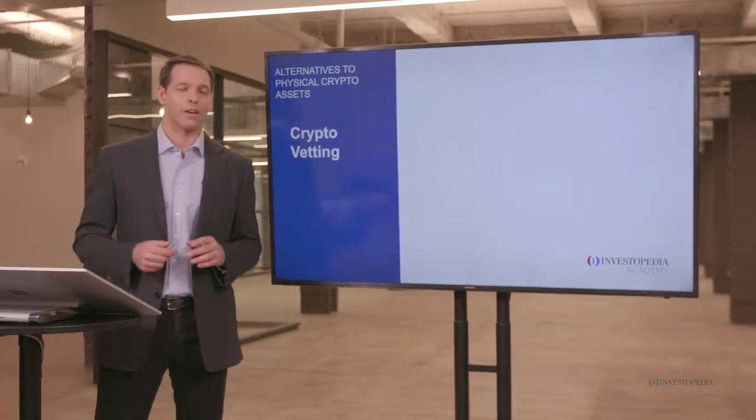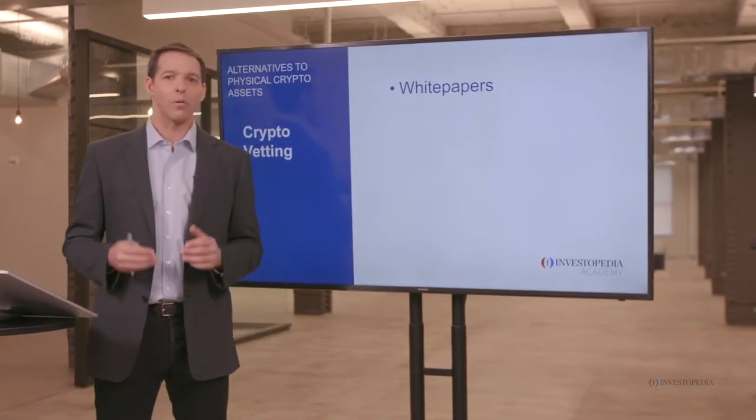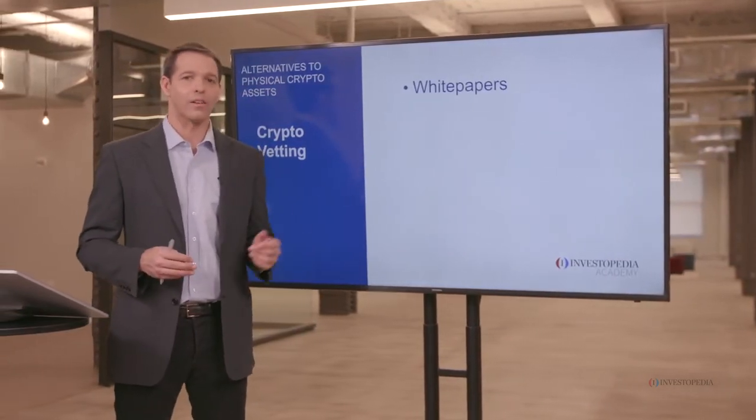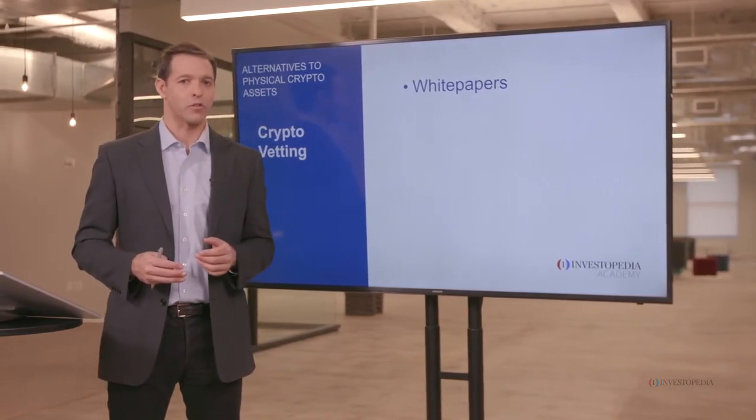So if you're thinking about a new crypto investment, the first thing you should look at is the white paper. Now the white paper is an outline of what the token or the new coin will be used for and how it will be distributed.